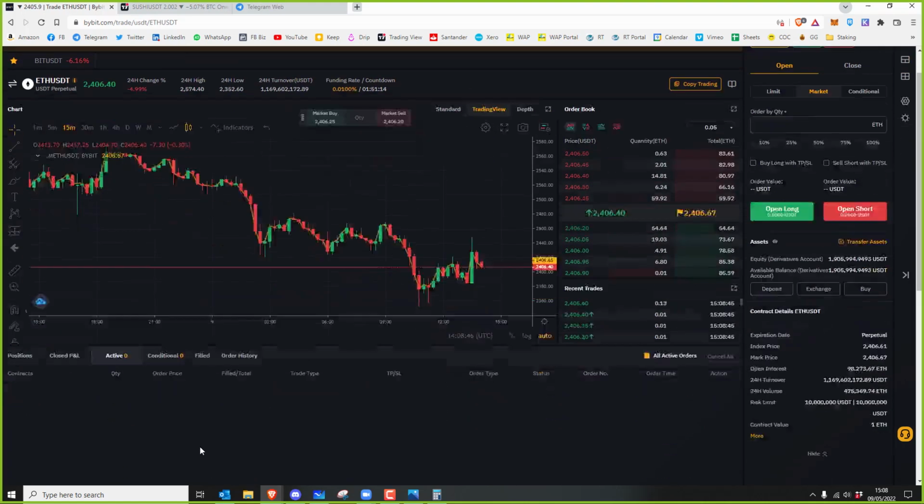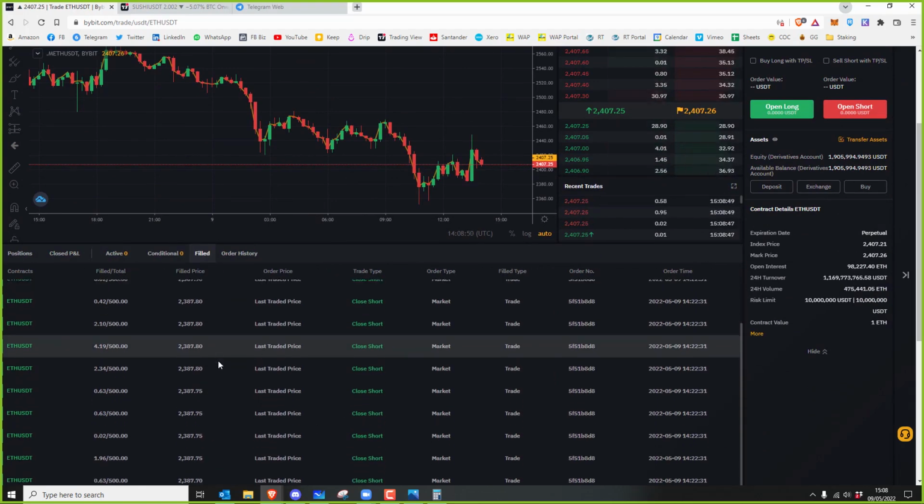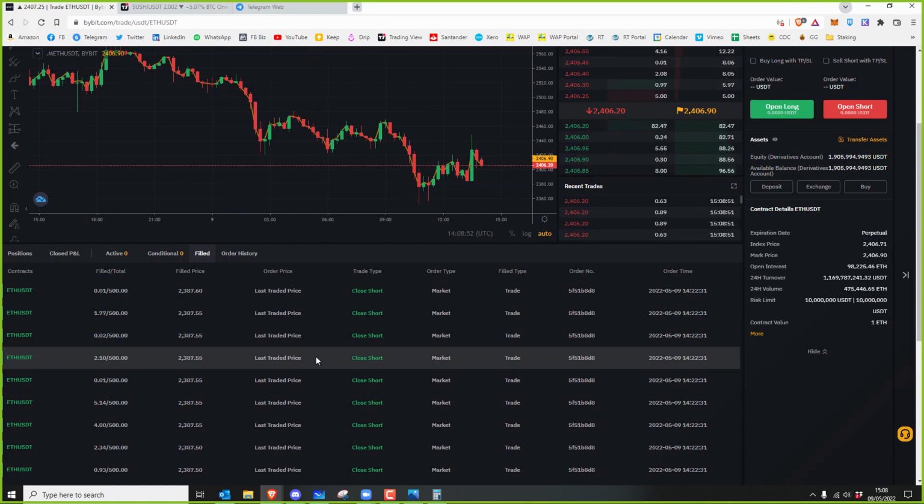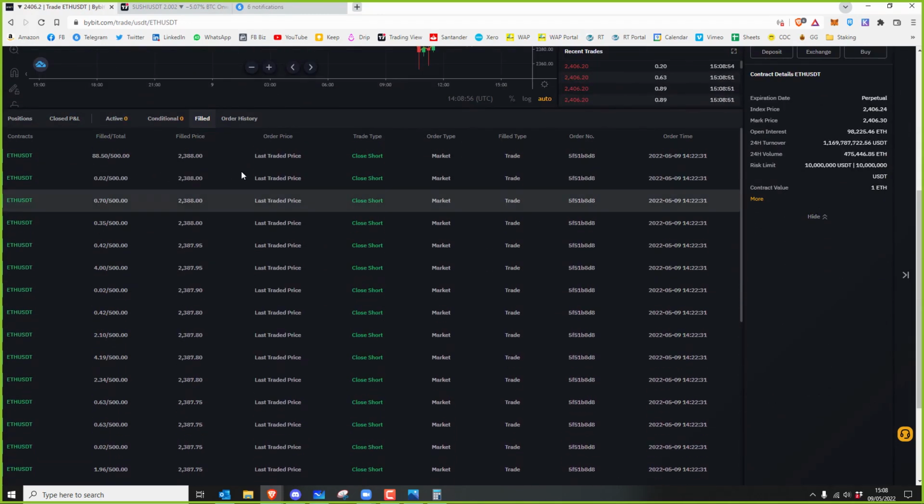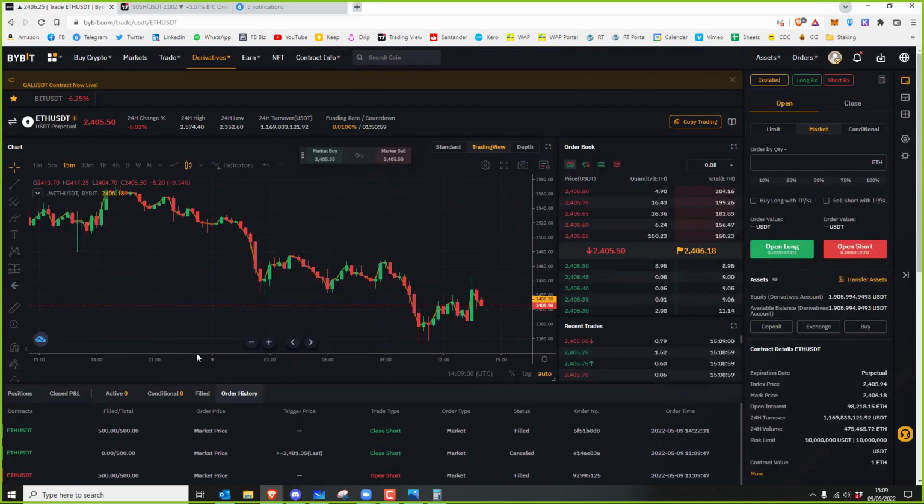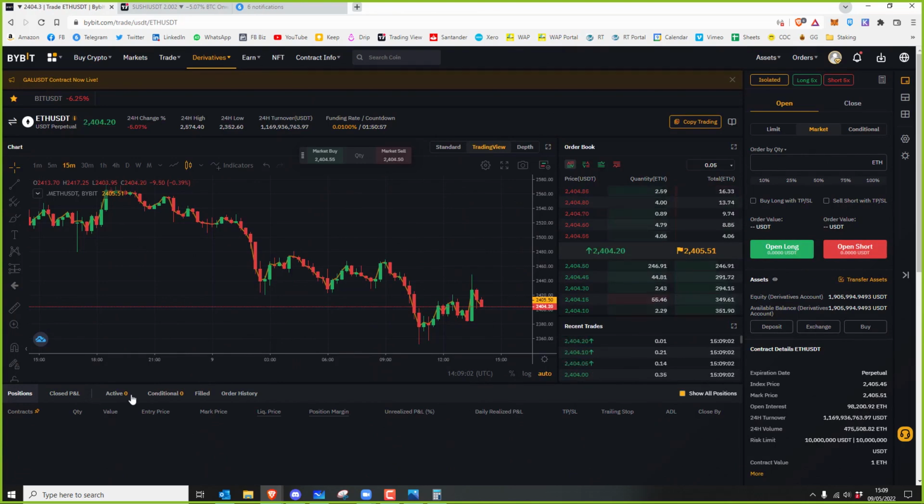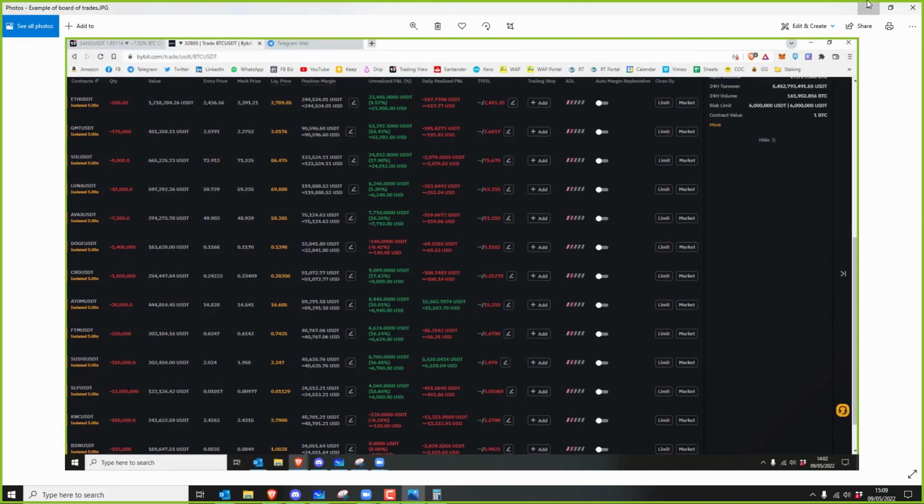The rest of this stuff is just crap. Obviously, every time you're opening and closing trades, it's opening lots of individual teeny weeny trades. So this is useless to us. Order history, pretty much useless to us. Yeah, so that's really frustrating. Whereas on FXEM, it was much better. It would show you the same sort of picture, but on the closed tab.